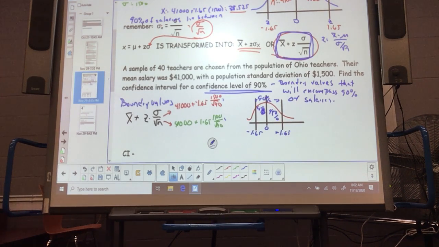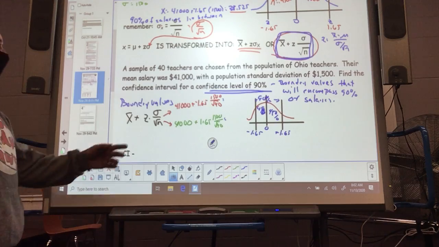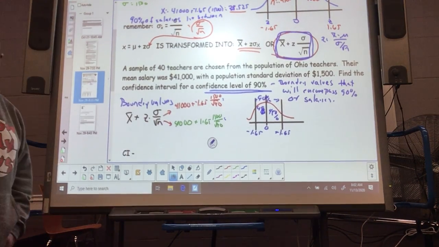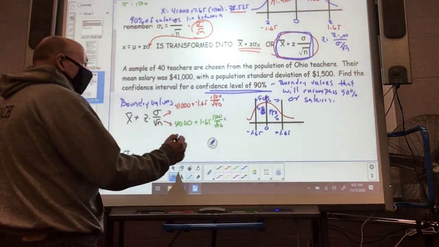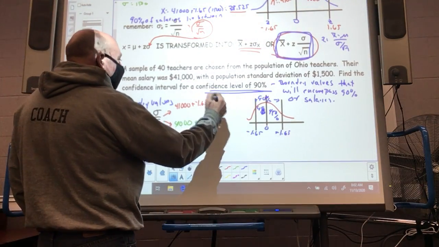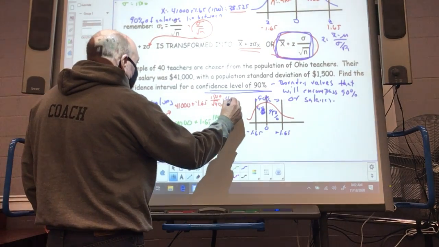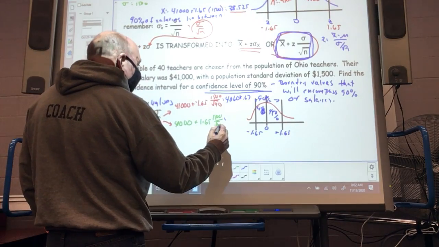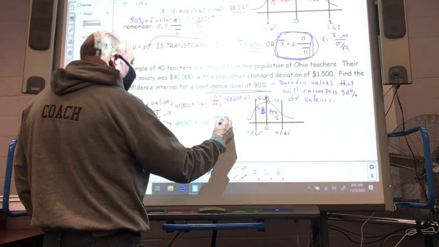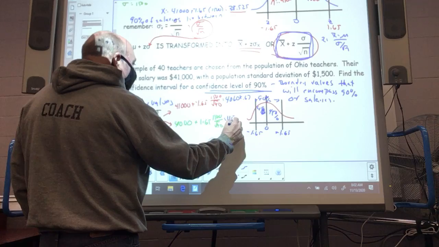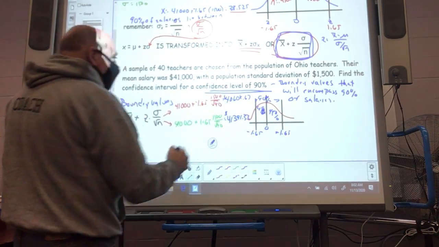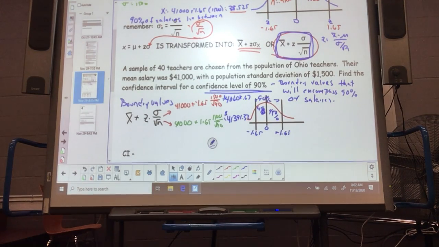Our two values. Okay, when we had negative 1.65 times 1,500 divided by the square root of 40, what do we get with the first value, Brooke? 40,608.67. And our bottom value? 41,391.33. So this will encompass 90% of the salaries.